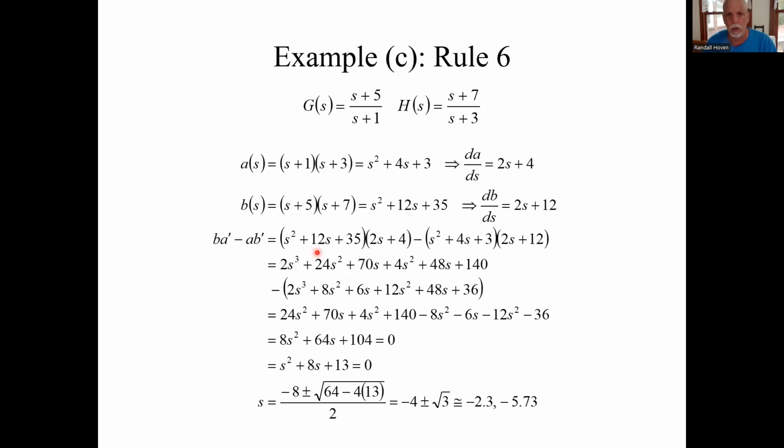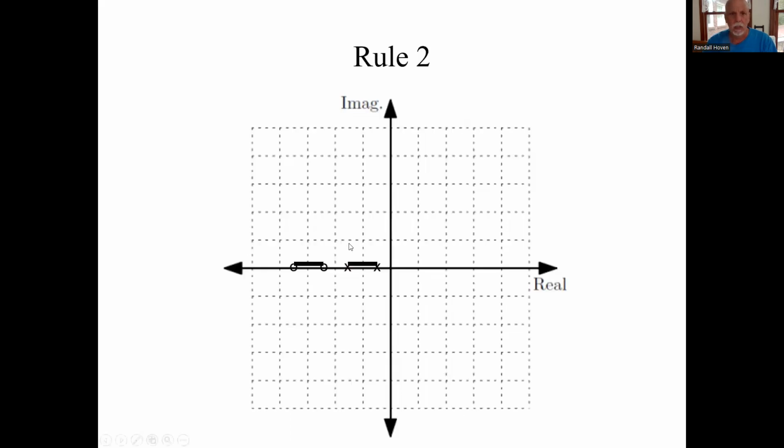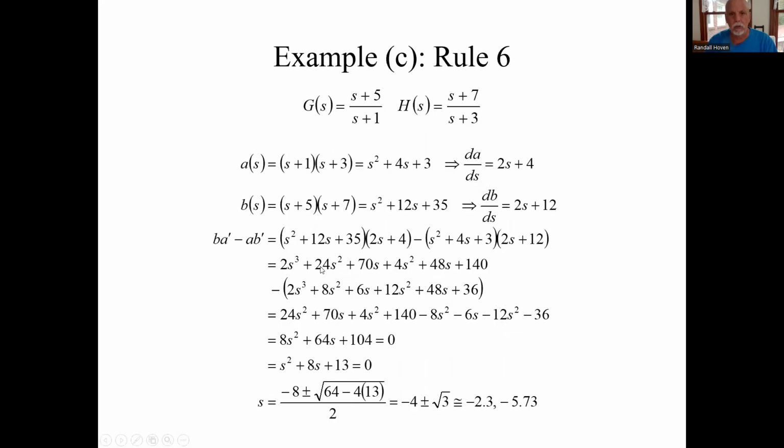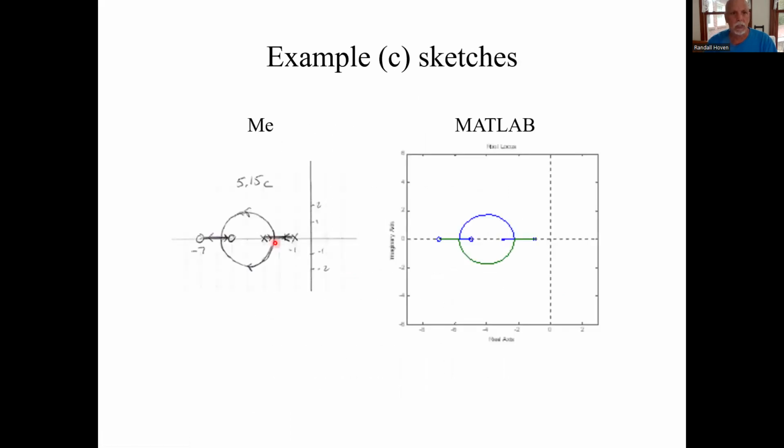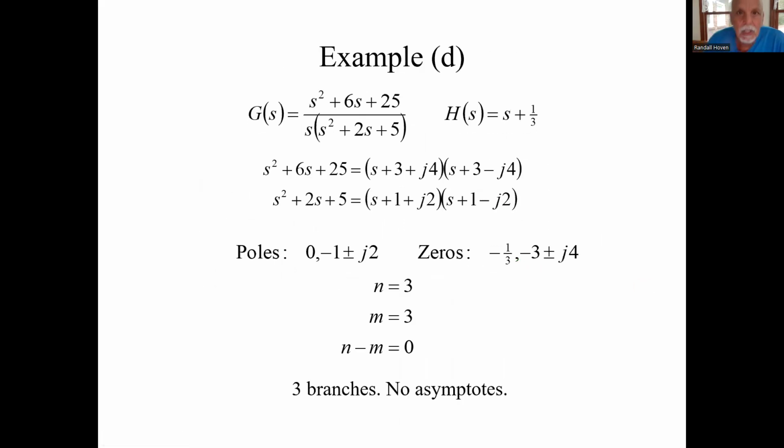I'm not going to go through all these calculations, but it's at -4 plus or minus the square root of 3. Here's the -4, so it's centered here, and whatever's plus or minus square root of 3 is not quite the center of this, but it's going to be circular. It's going to look something like this, and MATLAB confirms. That's all I'm going to say about that example.